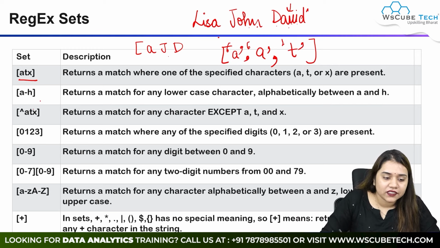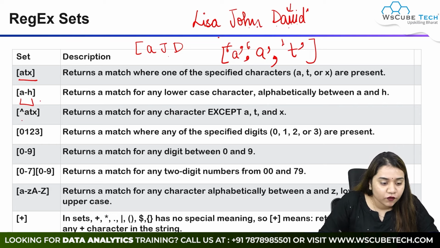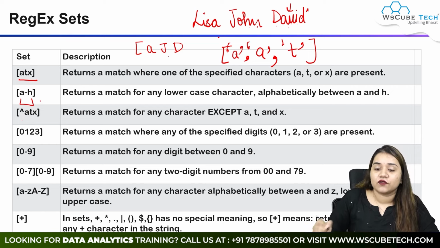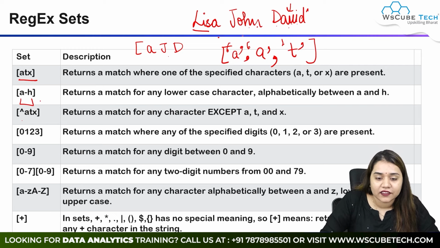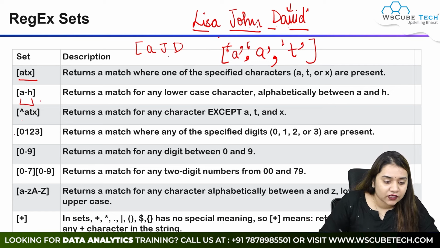So what does this mean? For example with [a-h], it would return all the elements that are there in a to h, that is a, b, c, d, e, f, g, h. All the alphabets between a and h will be returned. Similarly, we have [^atx], not a, t and x. That means all the values that are not a, not t and not x will be returned. So we'll get Lis, John, Dvid, and Pe, but not t, er. We'll get all the values except for a, t and x in this scenario.